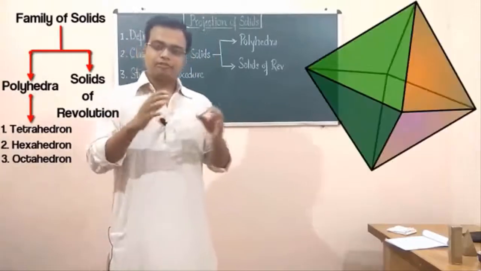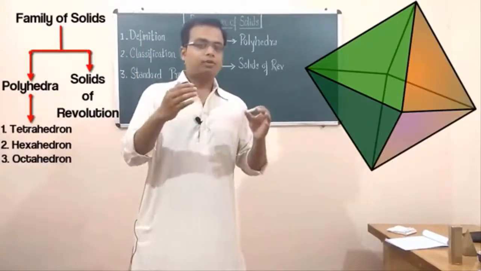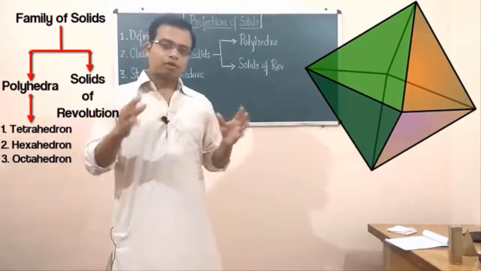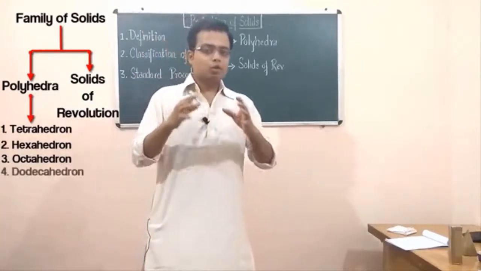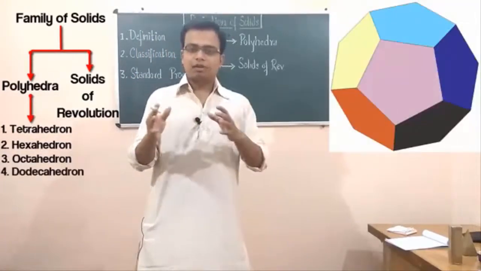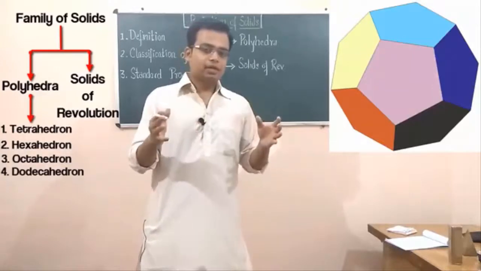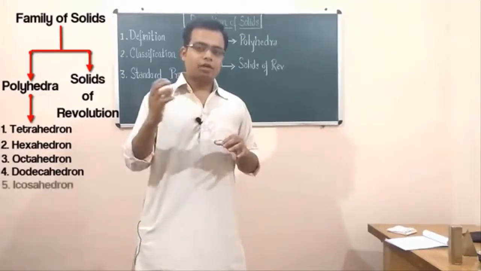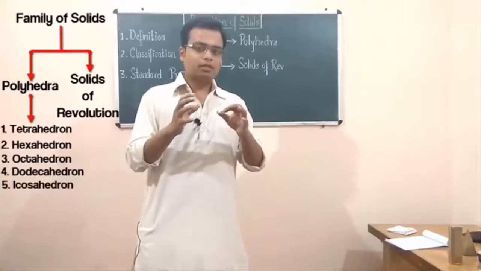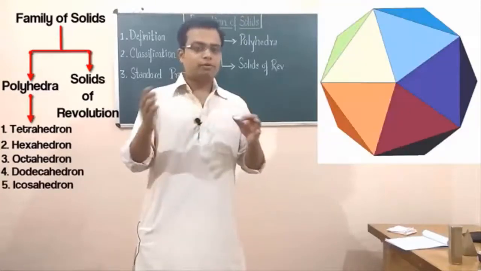So that means it has 8 faces and all of them are equilateral triangles again. After the octahedron, the next polyhedron is the dodecahedron. It has 12 faces and all of them are regular pentagons. And after this, we have the icosahedron. Now this icosahedron has 20 faces and all of them are equilateral triangles.